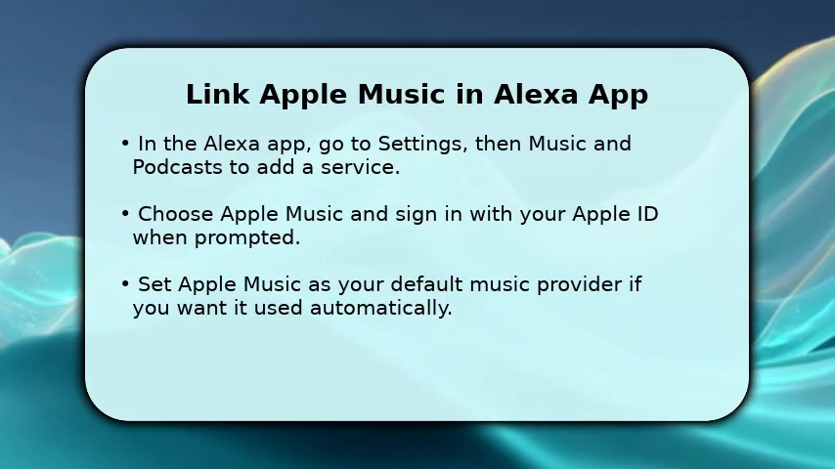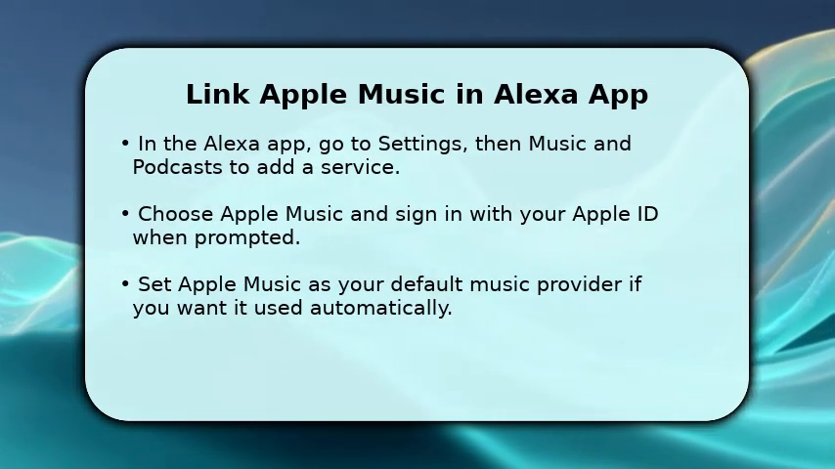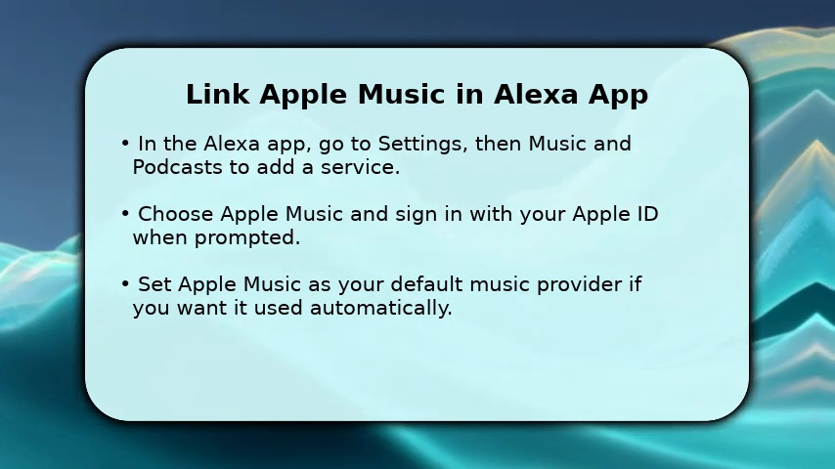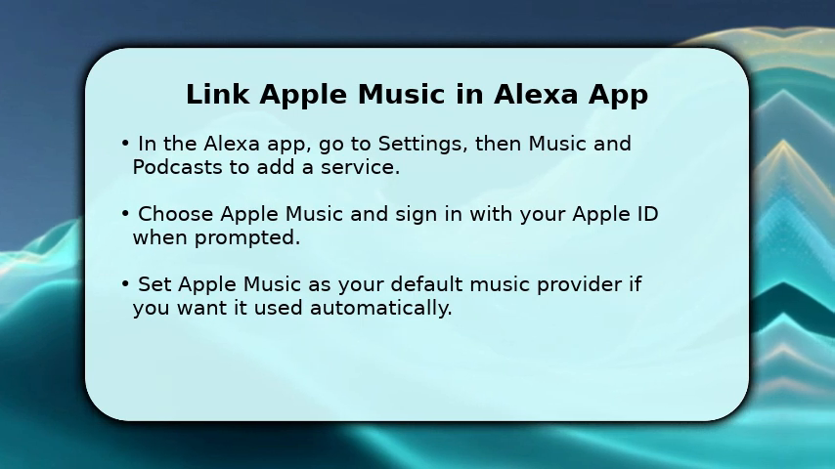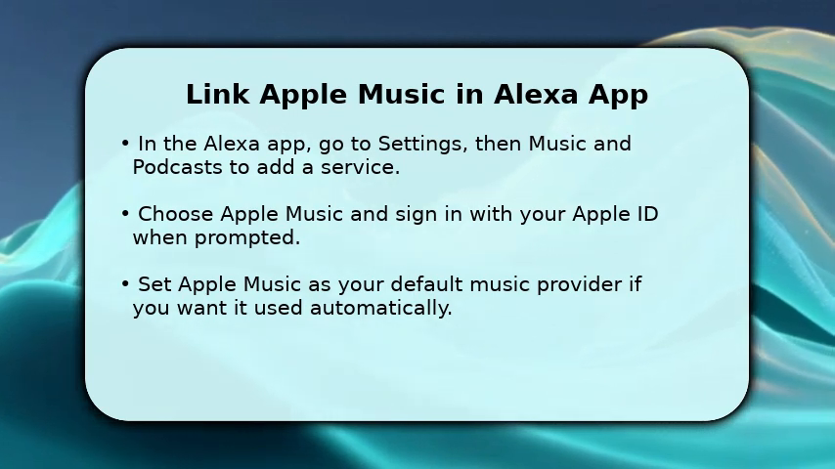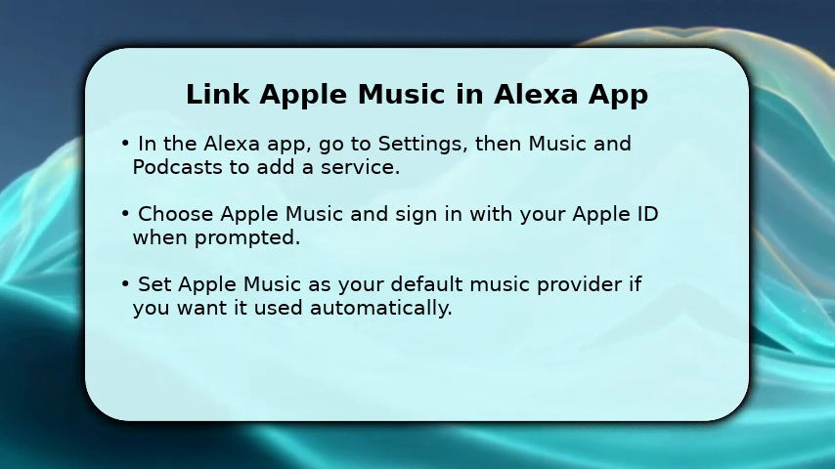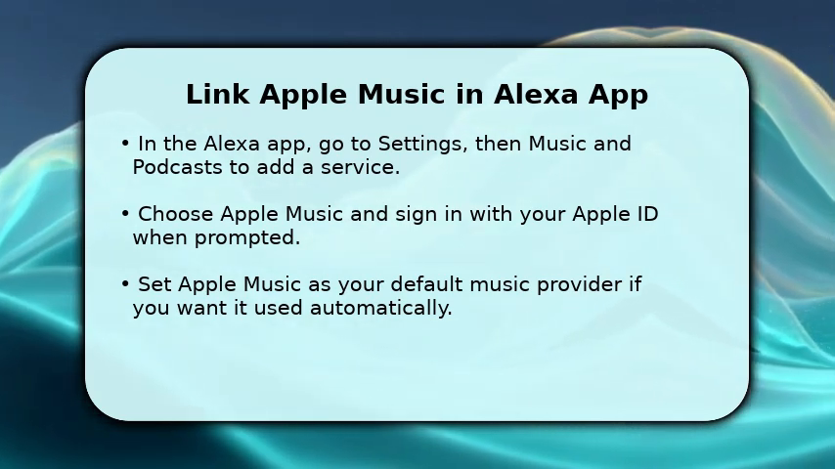Open the Alexa app and tap the More icon to access settings and music. Select Music and Podcasts, then choose Link New Service or Enable Service. Find Apple Music in the list and tap Enable to use. A sign-in window will open. Enter your Apple ID and password to grant permissions.